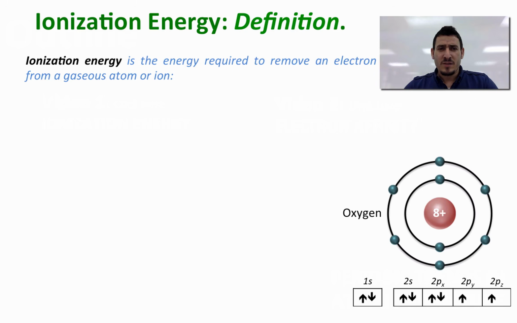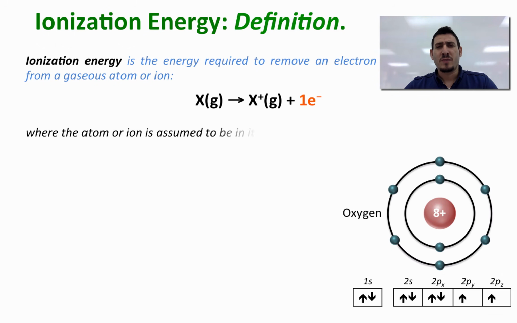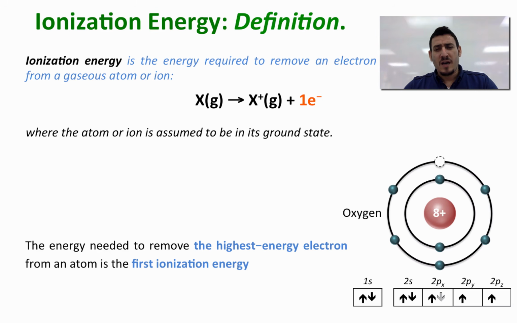Ionization energy, by definition, is the energy required to remove an electron from a gaseous atom or ion, where the atom is assumed to be in its ground state. The energy needed to remove the highest energy electron from an atom is the first ionization energy.